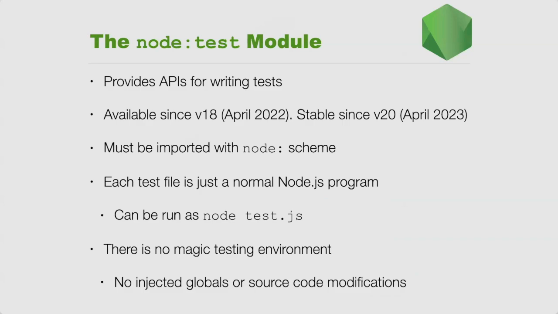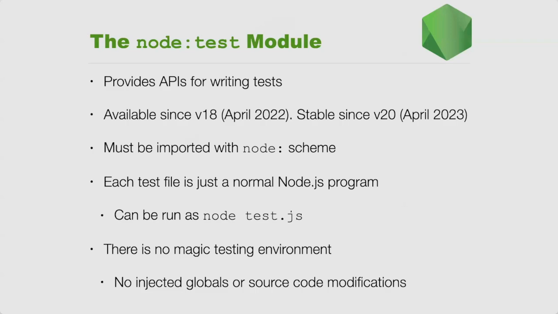So if you wanted to get started with the Node test runner, the first place you would look is the Node test module. This is a core module, so just like FS, HTTP, any of those modules that you would import from Node Core. It's been available since Node 18, which launched in April of 2022. It was experimental, as most Node.js features are when they first come out. We stabilized it a year later for V20 in April 2023.